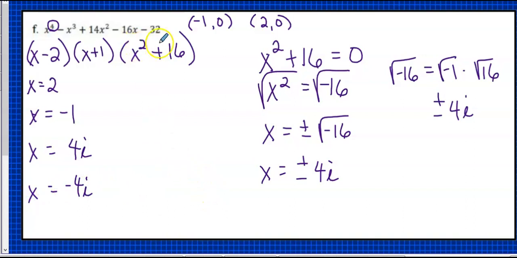You could have taken this and written it x squared plus 0x plus 16, and you could have used the quadratic formula. I like doing this better because I think it's easier. And I think that'll do it. That is the last one I'm going to do from the test review. I hope this helped. Let me know if you have questions.